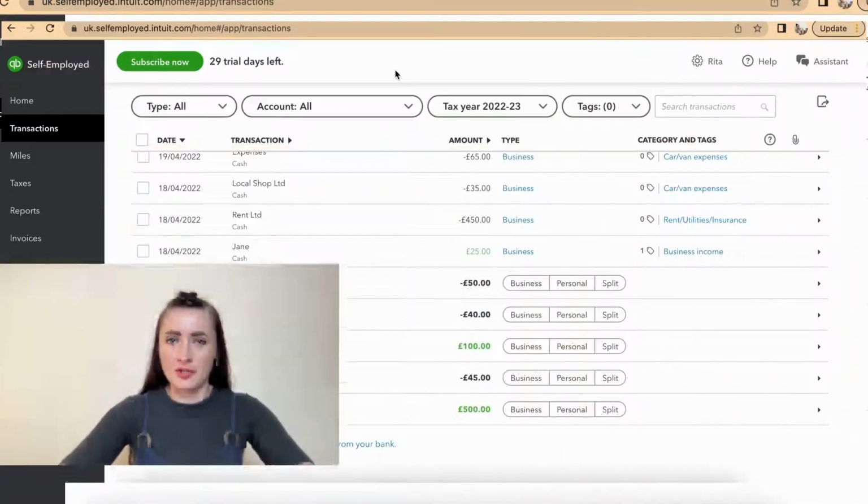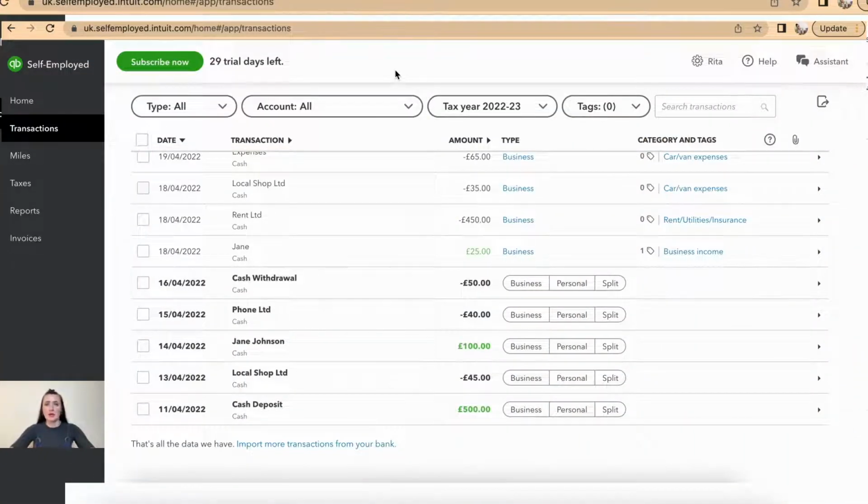So if you have uploaded historic transactions, or maybe you have transactions from your automated bank feeds, then all transactions will show up under the transactions section and in this format. Now we need to decide if each of those transactions is business related, personal related, or needs to be split.